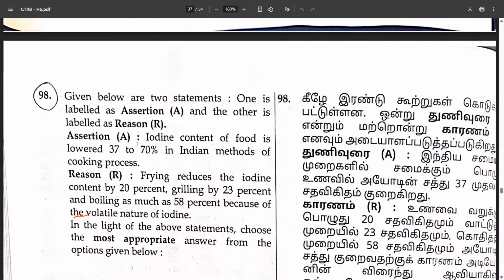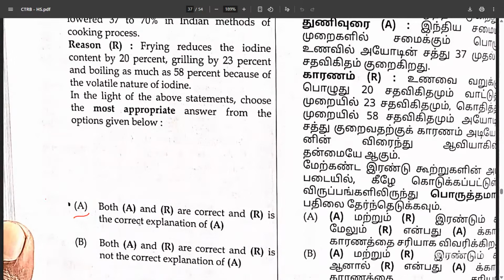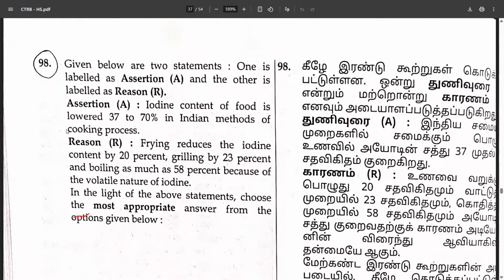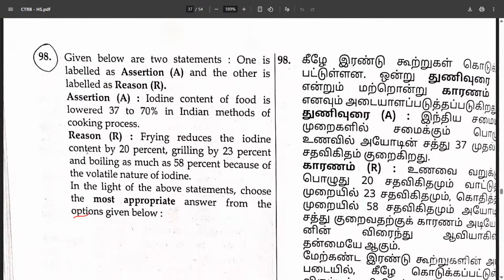Question 98. Assertion: the iodine content of a food is lowered by 37 to 70% in the Indian method of cooking process. Reason: frying reduces the iodine content by 20%, grilling by 23%, and boiling by as much as 58% because of the volatile nature of iodine. So both A and R are correct, and R is a very appropriate explanation for the iodine content in the food.